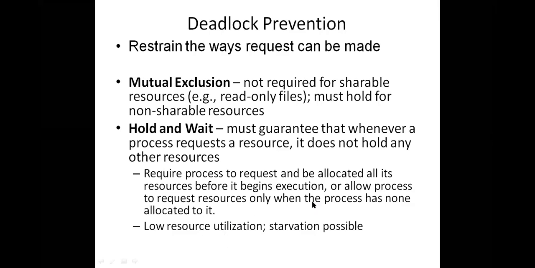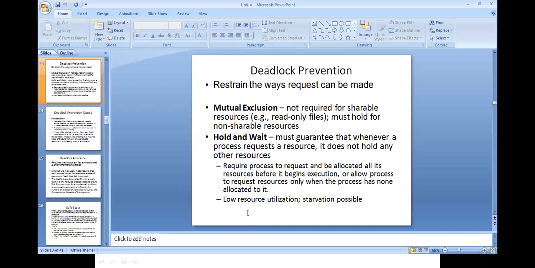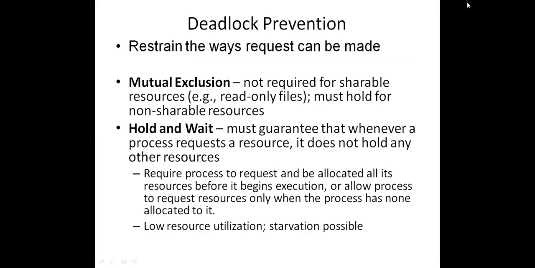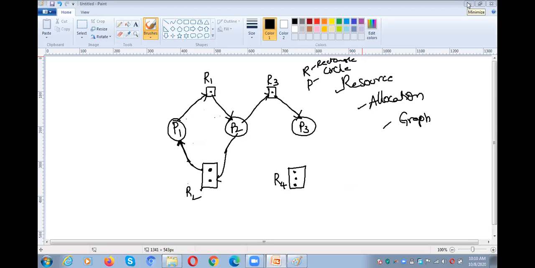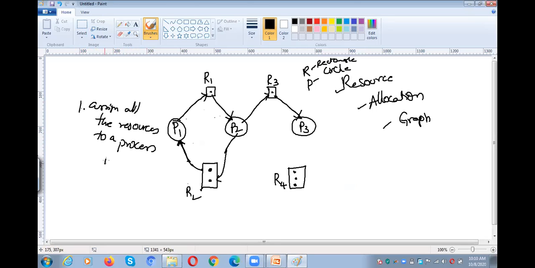Either you need to allocate all the resources, or allow the process to request resources only when the process has none allocated to it. That means two things you need to observe here. Here we have two conditions. What is condition number one? Assign all the resources to a process initially when it requests.